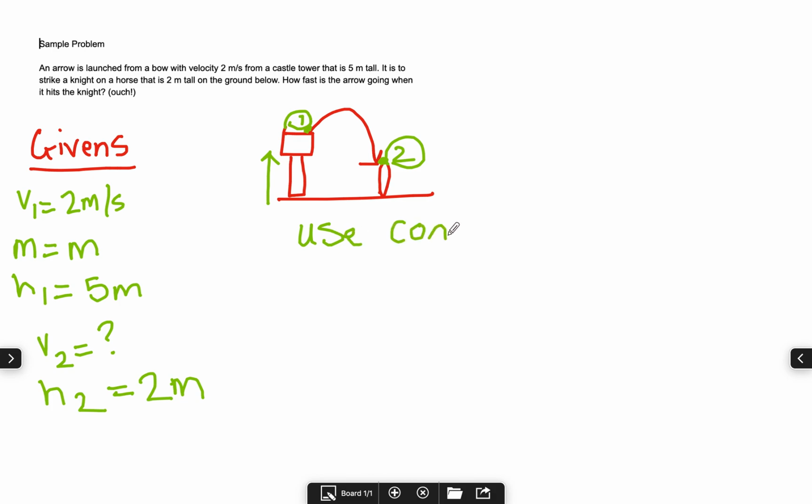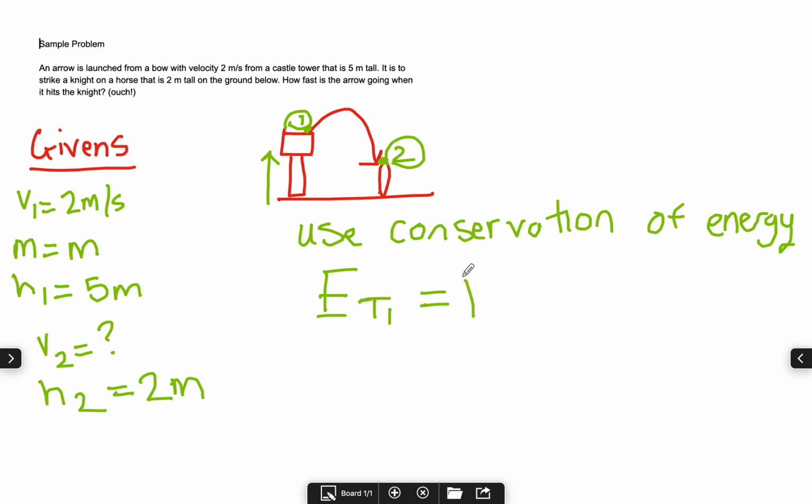Use conservation of energy. And that basically says that the total energy at position 1 has to be the same as the total energy at position 2. We're neglecting energy loss due to friction in this example. There's no drag. So the total energy at position 1 is made up of 2 types of energy. There's kinetic energy at position 1, and there's potential energy at position 1.